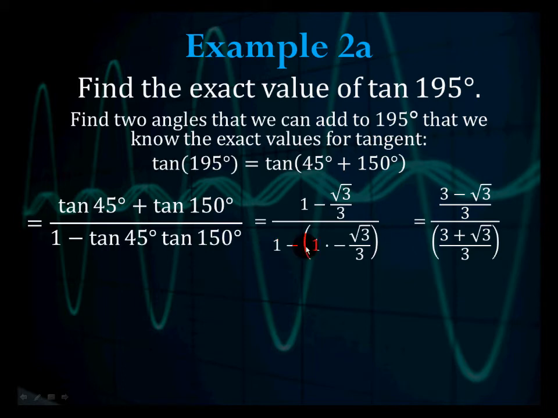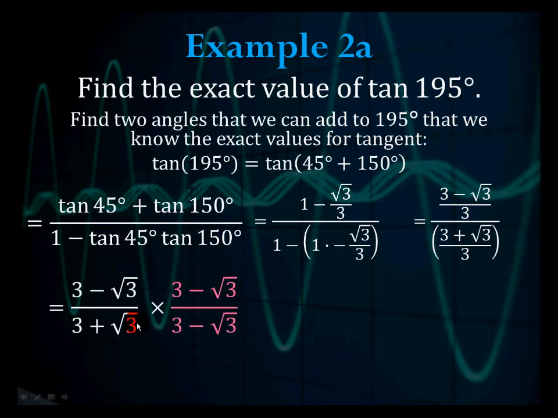So we get 3, the negatives cancel, 3 plus root 3 over 3 in the denominator. Multiply the top and bottom by 3 and you're left with this. Now remember, you cannot have radicals in the denominator, so you multiply the bottom by the conjugate, which matches actually the numerator. So this gets you a squared minus 2ab plus b squared.